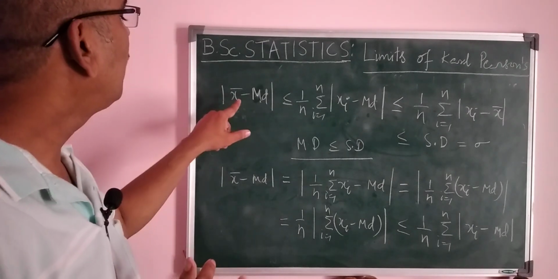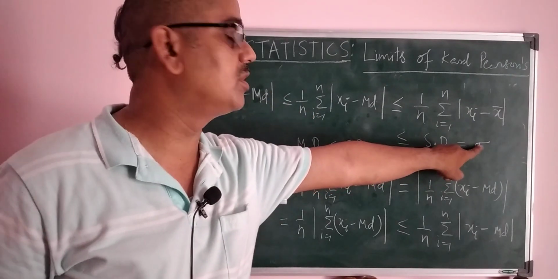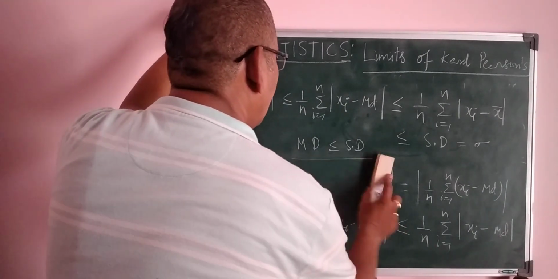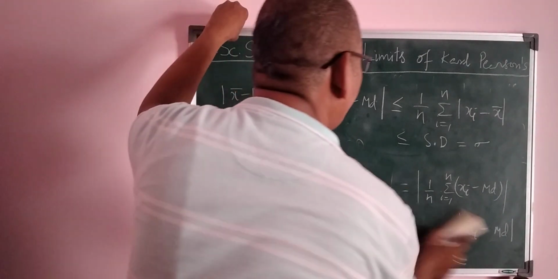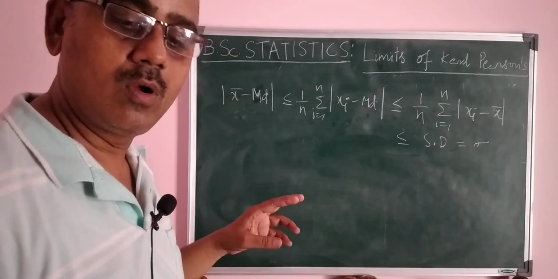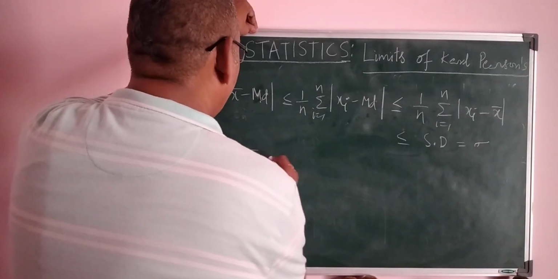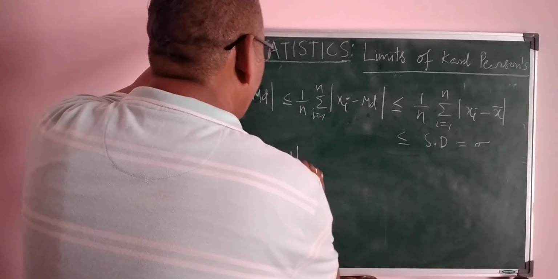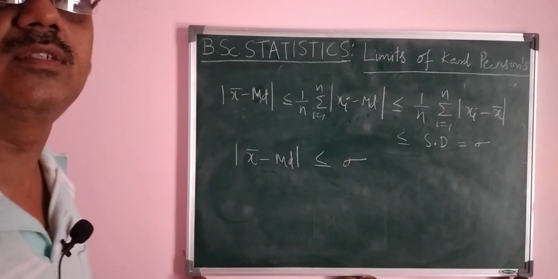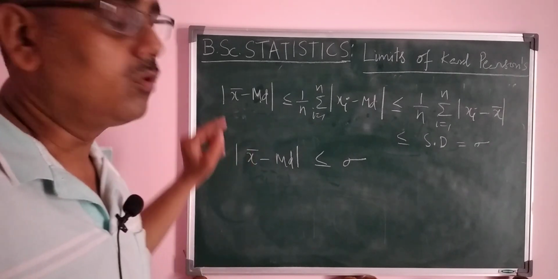Now, at the end, I want to compare modulus of x bar minus median. It is less than or equal to sigma. Right? So now I compare. I have compared all these, and finally I consider modulus of x bar minus median, which is less than or equal to sigma, or standard deviation, whatever you consider. So this is the end result we have.